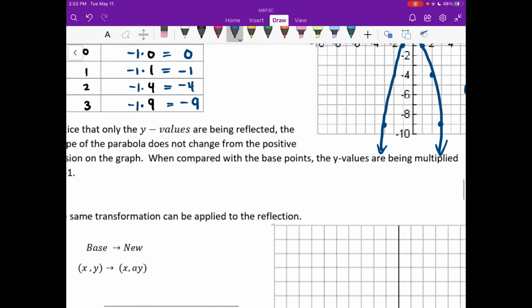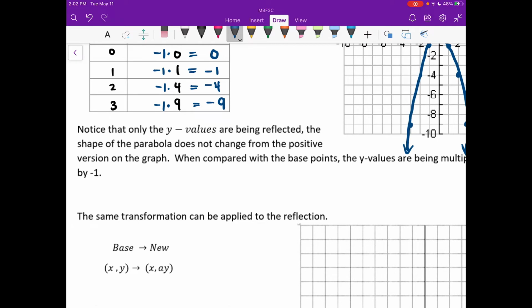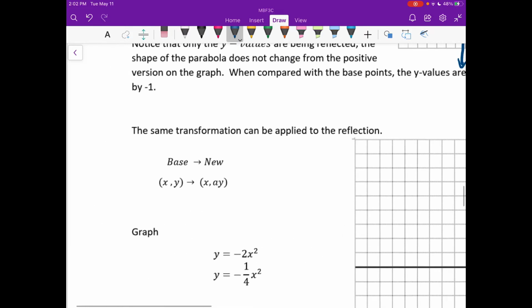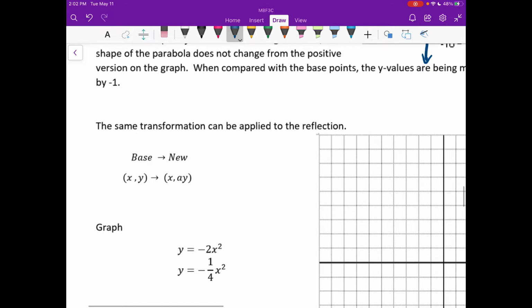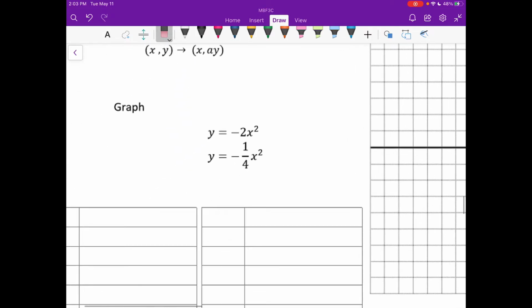When we compare the base points, the y values are just multiplied by negative 1, which is what we did. We just multiplied the y values by negative 1. Same thing, right? And now your negative a is what it's going to be. So it was negative 1. So in this situation, let's graph our negative 2 and negative 1 over 4, right?